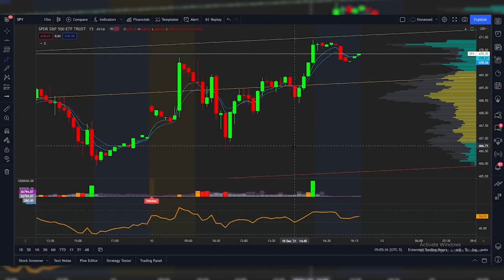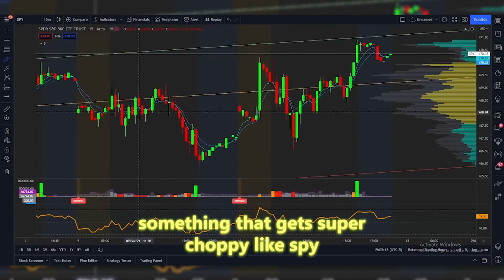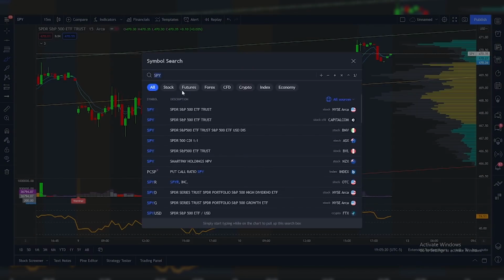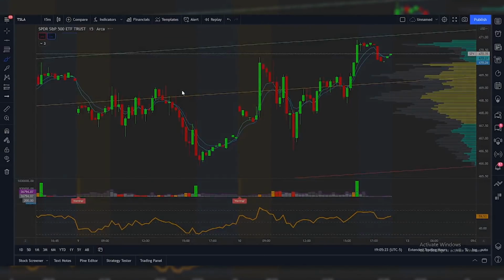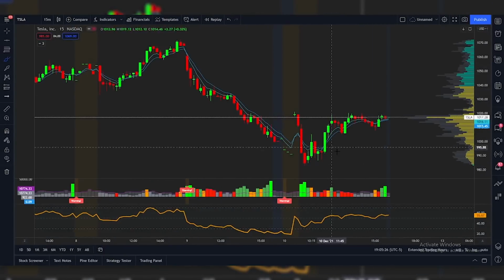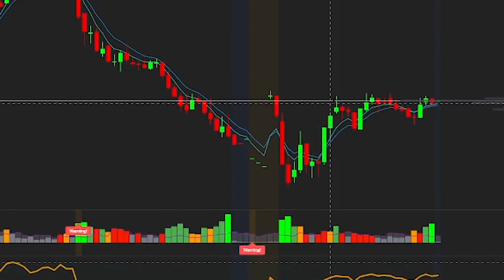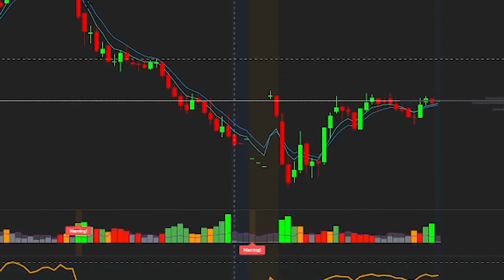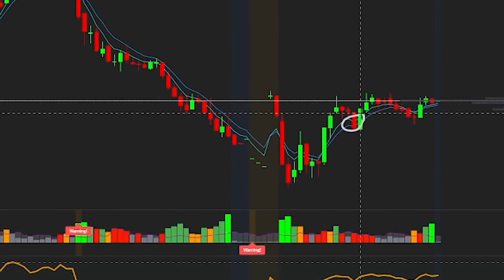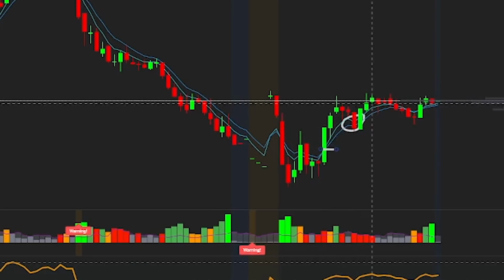Now it's really hard for something that gets super choppy like SPY to follow a trend, but these are for stocks that usually follow trends. So we're looking at stuff like Tesla. You would have played this break here, added, and you would have held all the way through to the end, and then you would have probably sold here. If you got in right on the break, you would still be in profit.